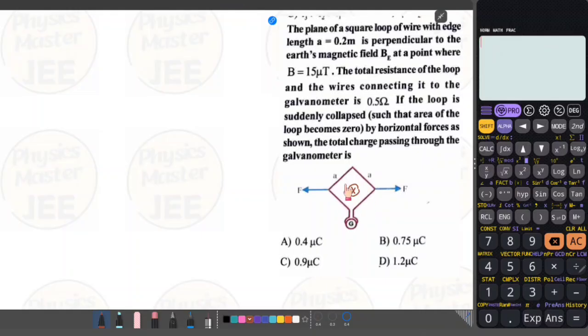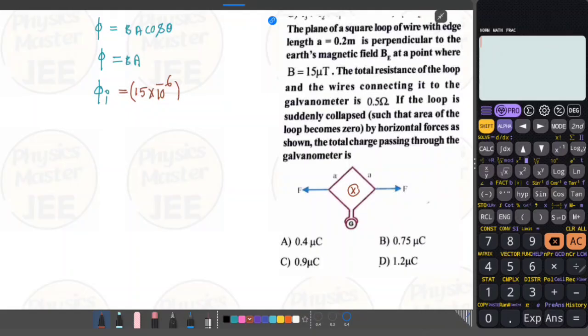So initially, in the first case, before it collapses, what is the flux? Again the flux formula: flux is equal to BA cos theta. Since they are both parallel here, I could say the flux is equal to B into A. So the initial flux φ_i is equal to B. What is the magnetic field here? 15 microtesla, so 15 into 10 power minus 6, and the area.